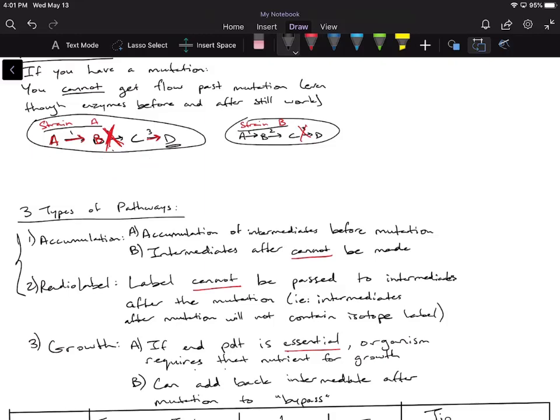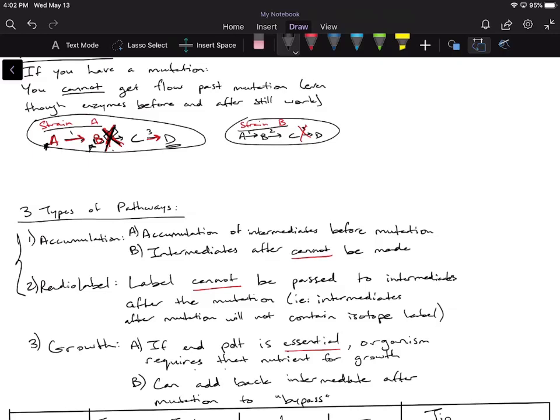So it says label cannot be passed to intermediates after the mutation, i.e. intermediates after the mutation will not contain isotope label. In this experiment, the same thing's happening. We're going to be radio labeling. Let's say we put a radio label marker at the bottom of A, okay? That radio label is not going to be passed to B, because enzyme 2 is not working, okay? We're not going to pass the radio label to C and D, so we're not going to see radio label in C or D.